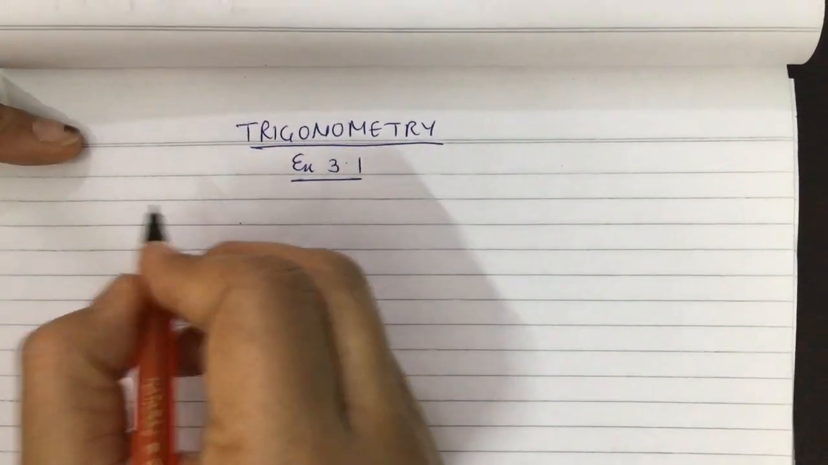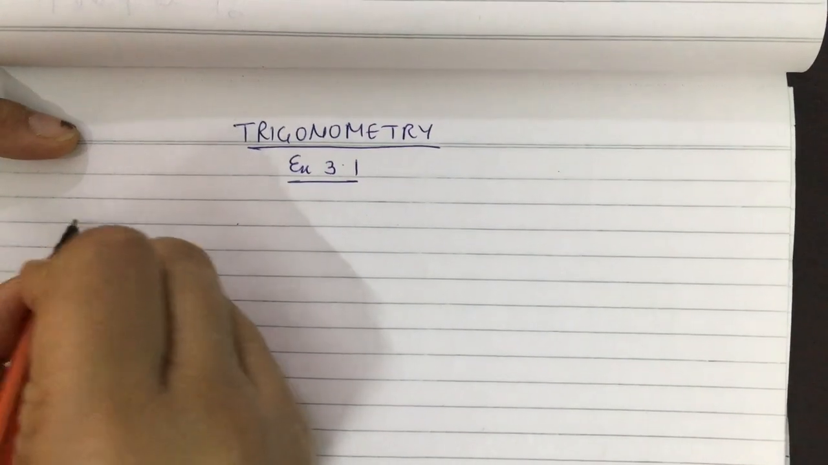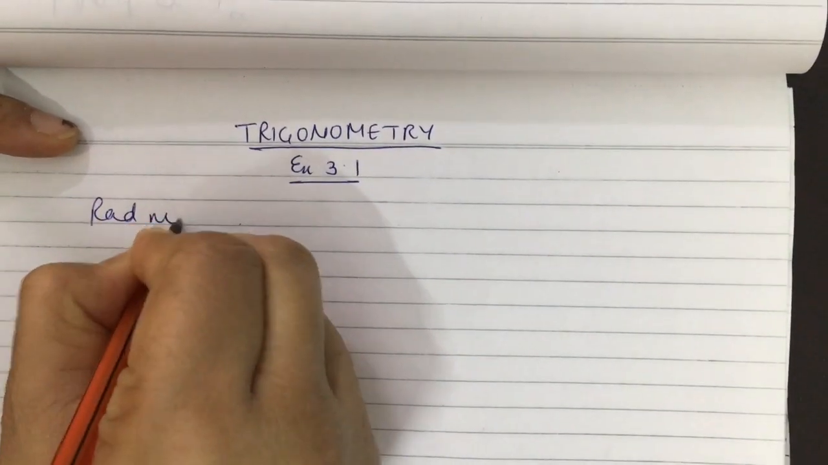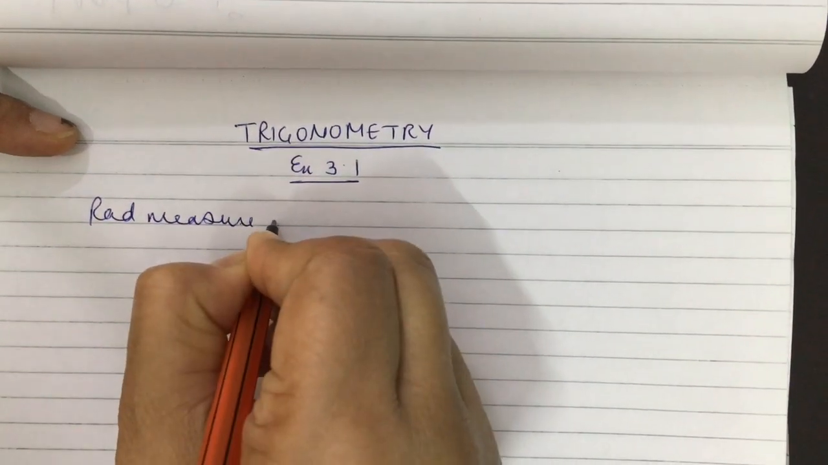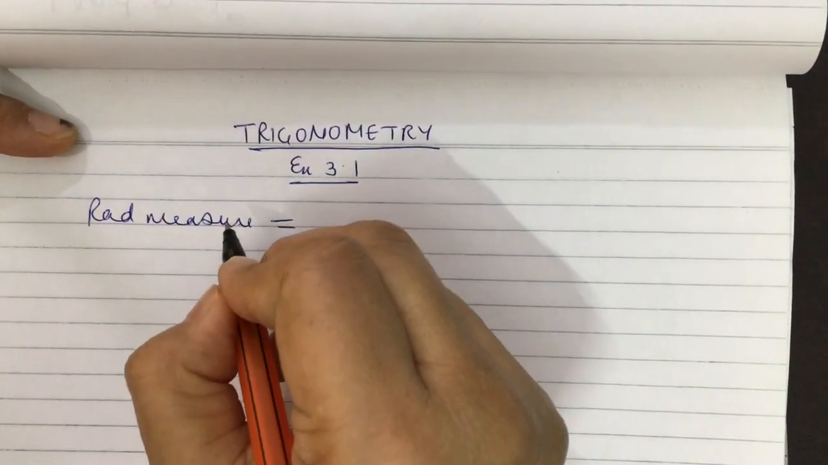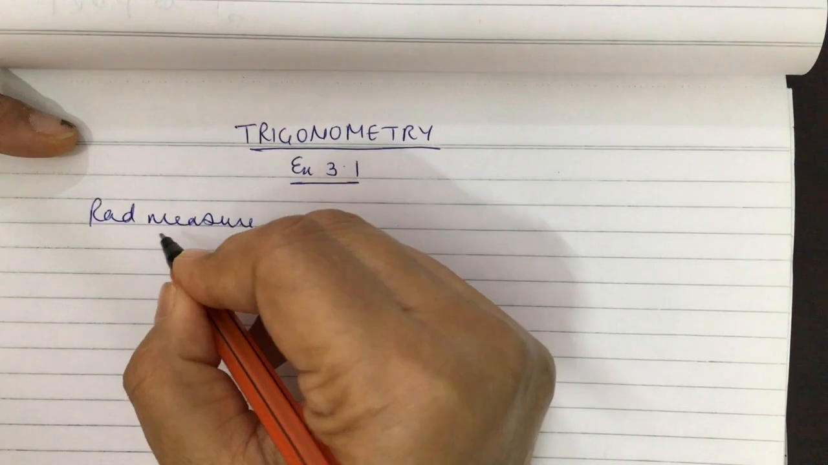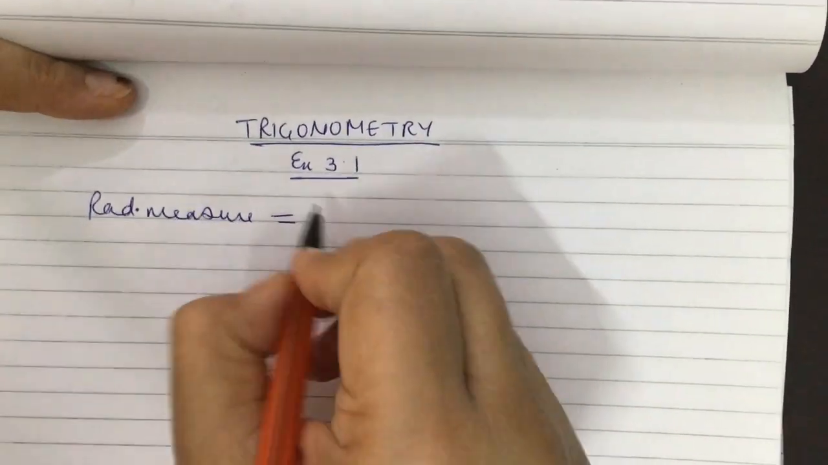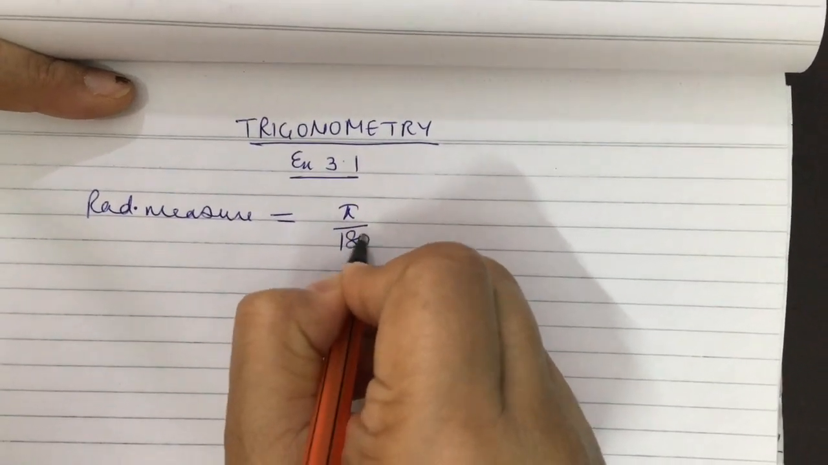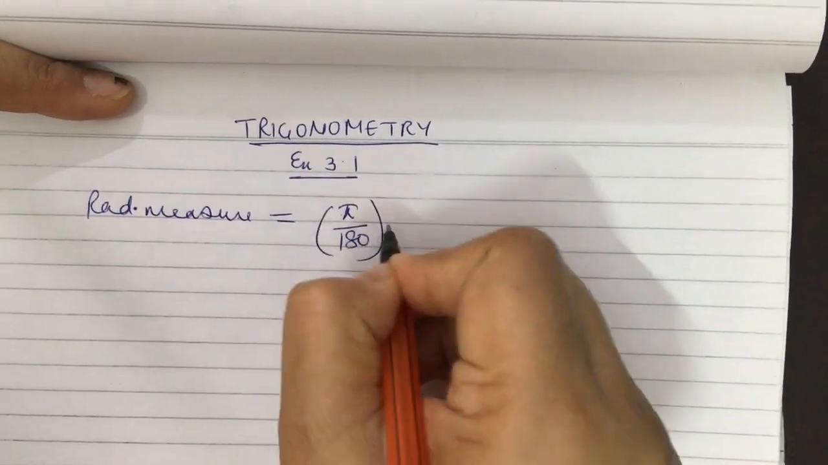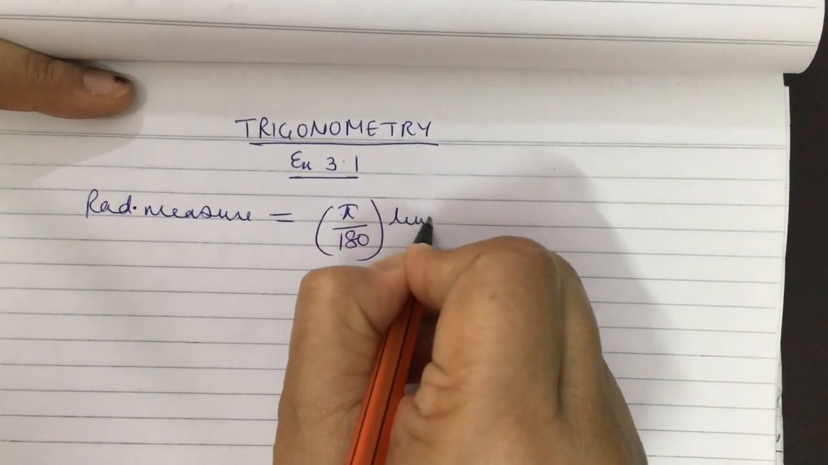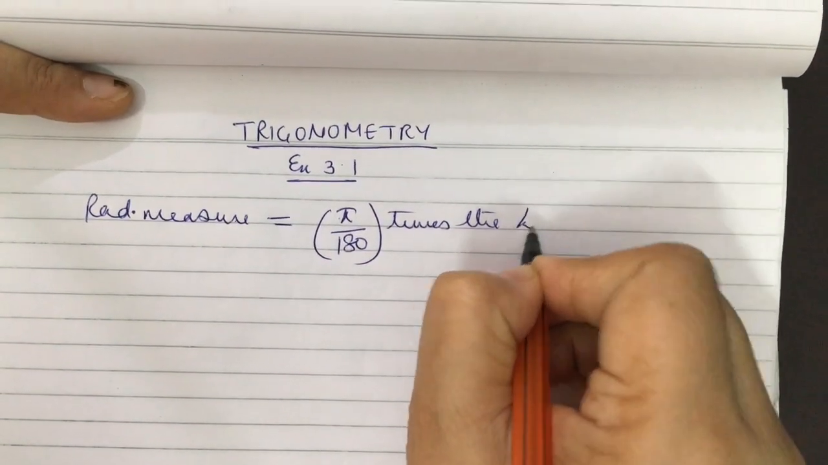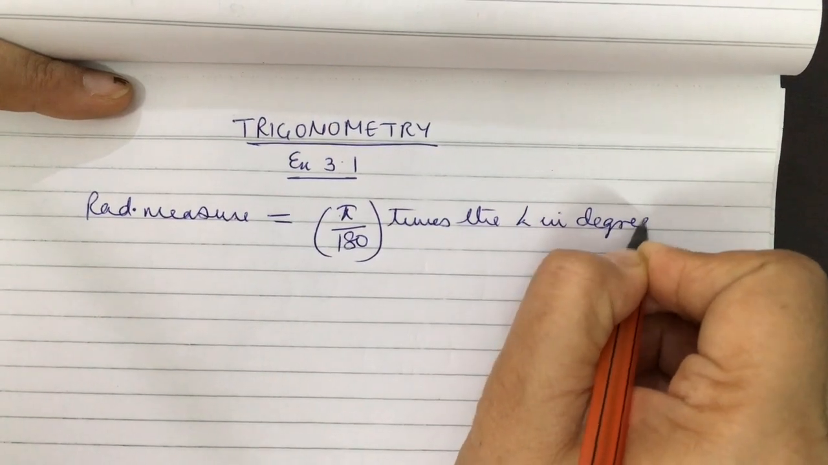We know that in order to find the radian measure, whenever we have to convert an angle into radians, we multiply by a factor of pi over 180 times the angle in degrees.